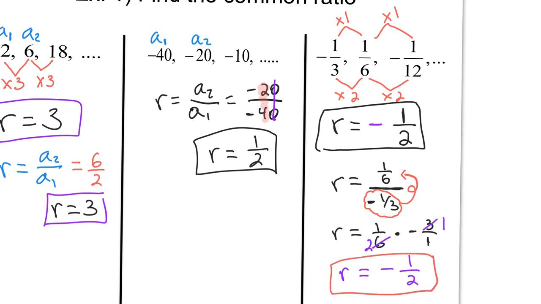So we get the same thing, but I think that's a little bit more work when you try to divide the fractions. So this always works here. You look at the pattern on the top, you look at the pattern on the bottom. Make sure you check your signs. If the signs are different, then the common ratio has to be negative. If the signs are the same, then the common ratio has to be positive.